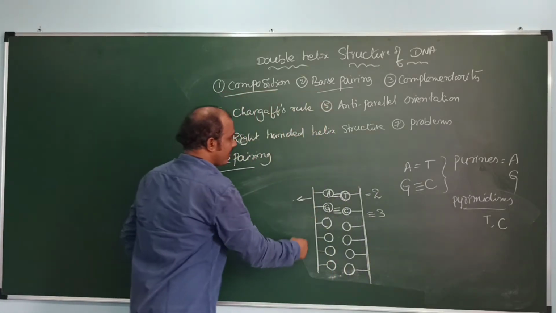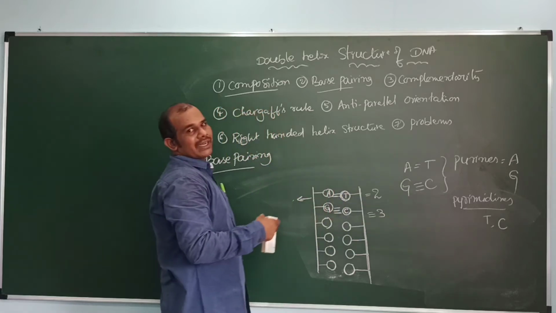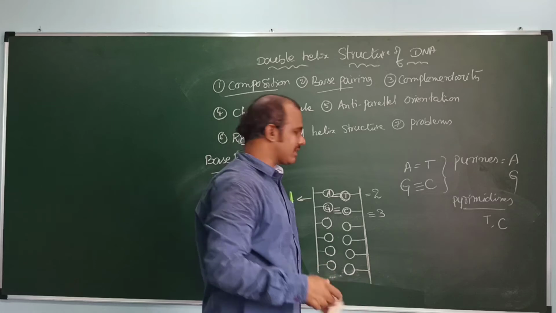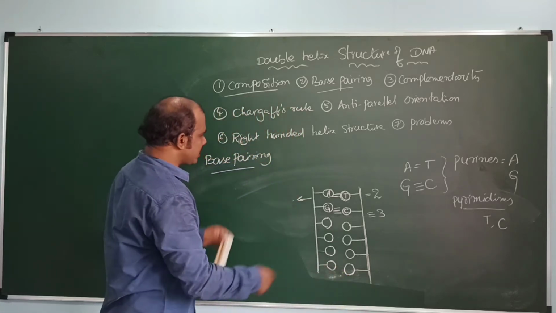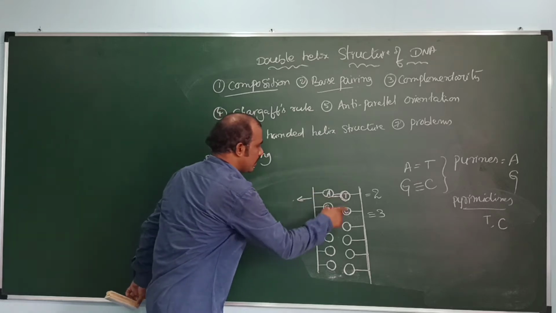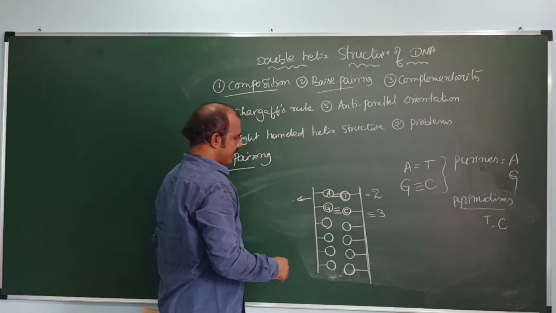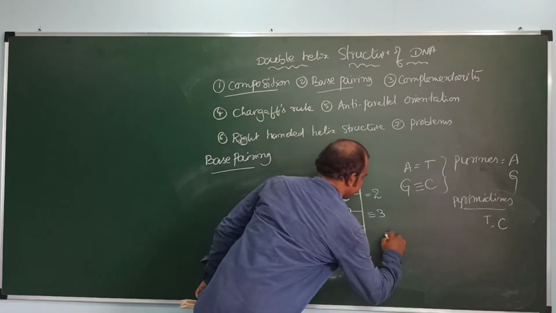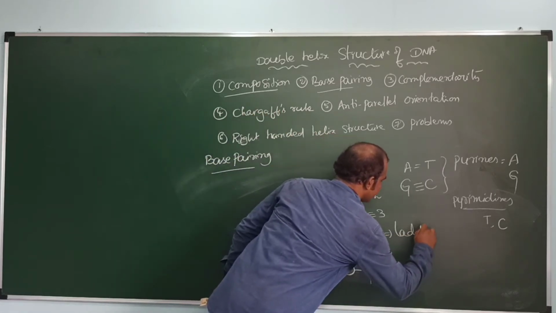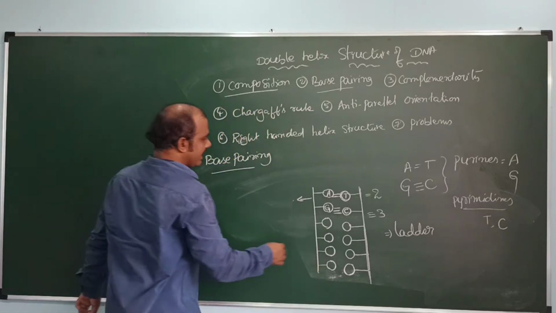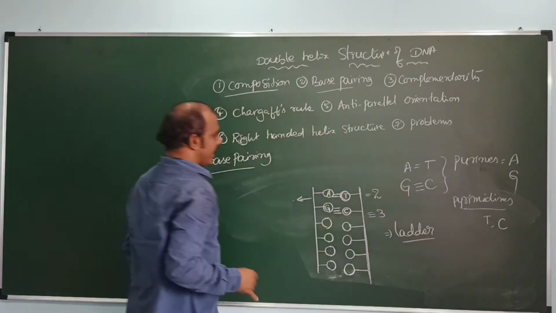This base pairing will connect or associate the two polynucleotide chains in a DNA. Thus, it looks like a ladder. That's why the DNA with base pairs looks like a ladder.